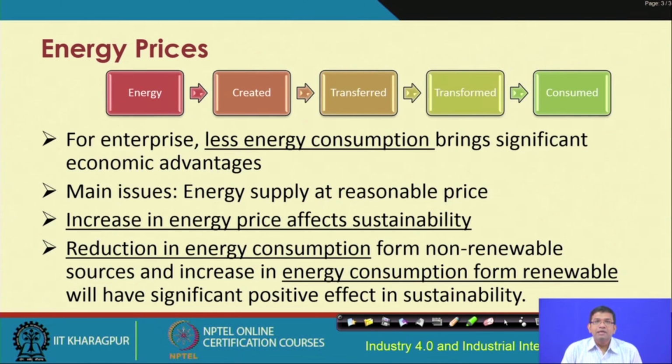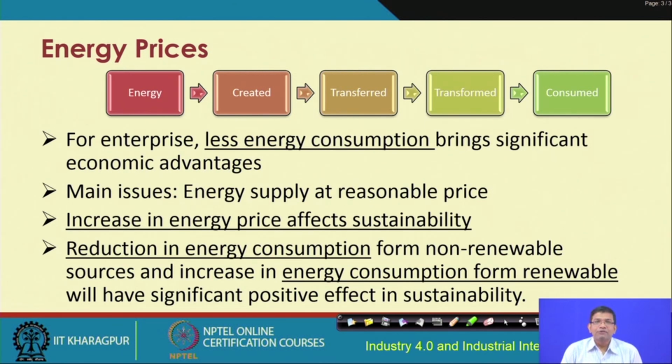So, what is required is, whatever be the cycle, however the energy consumption and this transformation takes place, what is important is to ensure that there is reduced energy consumption overall, and that will also have an impact on the economy and the environment, as I said earlier. So, it is required to have energy supply also at a reasonable price.